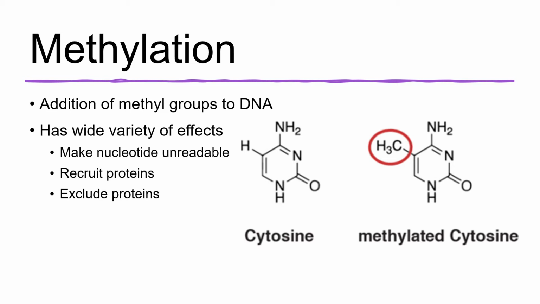However, this can also have the effect of recruiting proteins to the area of methylation that would interact with cellular machinery in order to increase or decrease the expression of a particular gene. Or it can exclude other proteins that would otherwise be binding to a particular sequence and have an impact, positive or negative, on gene expression. However, generally speaking, it is most common for methylation in DNA to indicate a reduction in expression of genes.